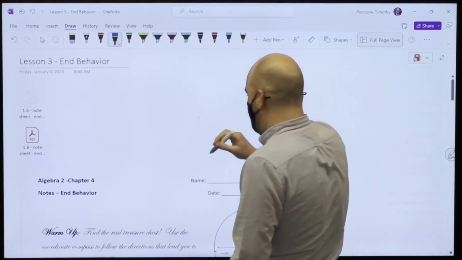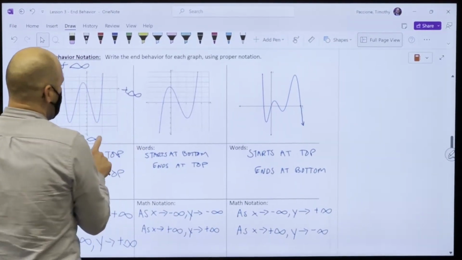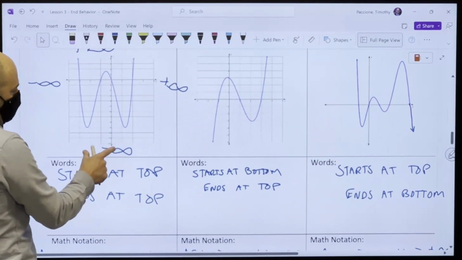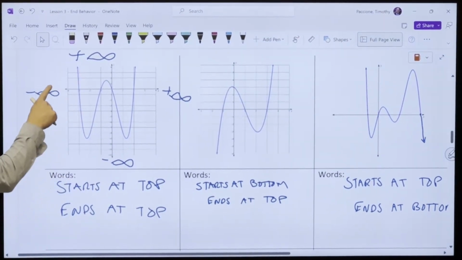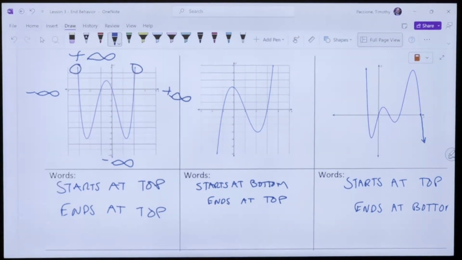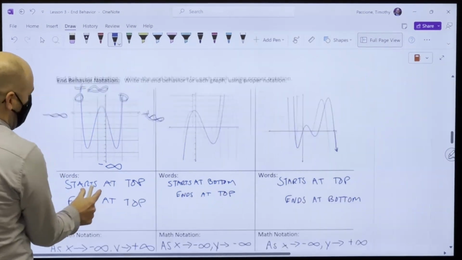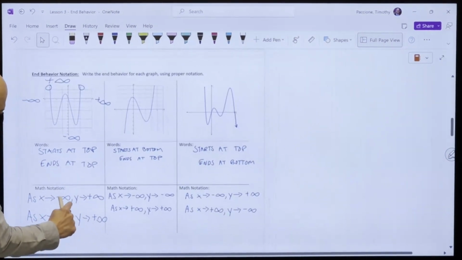Okay, so end behavior. This was just a little fun thing to get you started. We start with what we were just doing. We're looking at this function and asking, where does it start? Where does it end? Starts at the top, ends at the top. But then we asked ourselves, how can we write that in math notation? And it turns out, this is how, right here.